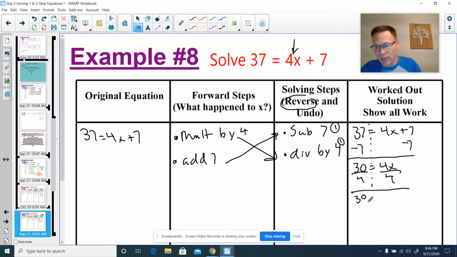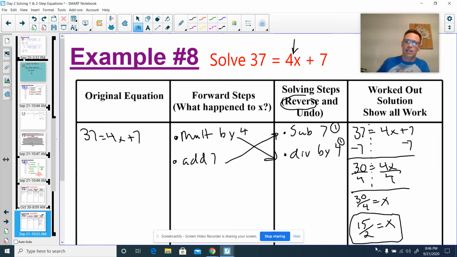And I have 30 over 4 is equal to x. Now, I can simplify this fraction. I notice they're both divisible by 2. So 30 divided by 2 is 15, and 4 divided by 2 is 2. My real answer, my most simplified answer, and this is what we would expect to see in an assessment, is the simplified fraction 15 over 2. All right, next example.